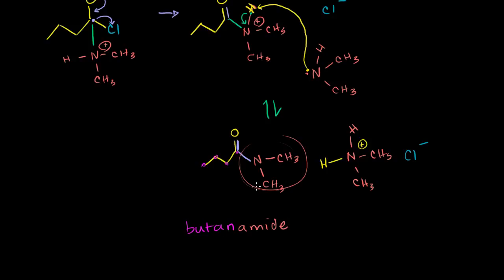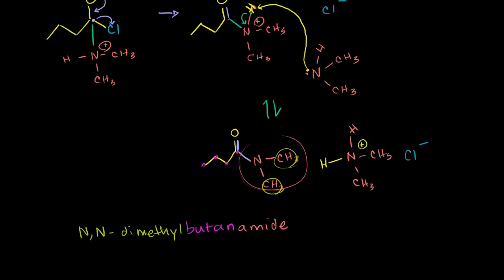But to specify what type of amide, we see that we have two methyl groups attached to the nitrogen there. So we would call this, let me put another color here, we have 1, 2 methyl groups attached to the nitrogen. So we would call this N,N-dimethylbutanamide. This N,N lets us know that the methyl groups are attached to the nitrogen, as opposed to the butyl group. I guess we could view it this way. So we end up with N,N-dimethylbutanamide, which is an amide, one of the most stable carboxylic acid derivatives.